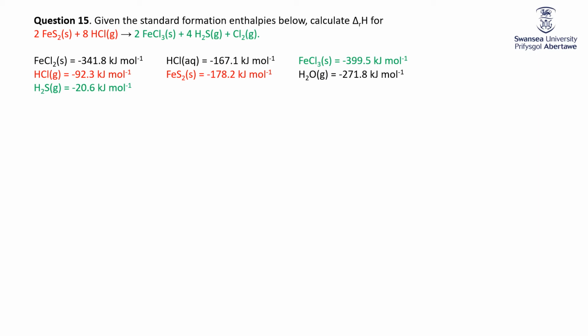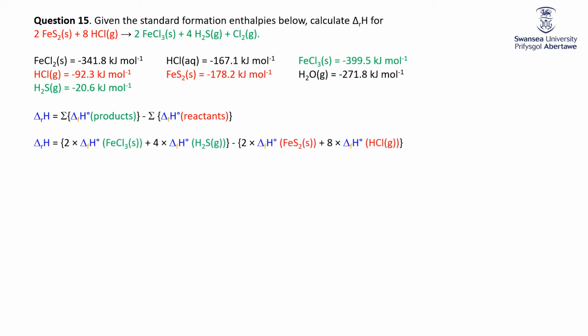Well, anyway, having got over that, the actual question itself is the same old thing. We're using the relationship that the heat of reaction is equal to the sum of the heats of formation of the products minus the sum of the heats of formation of the reactants. Pop in a very long expression the products and the reactants. Let's just double check ourselves, shall we? On our product side, we got 2 FeCl3. We got 4H2S. We have a Cl2, but we don't care in this case because it's an element. Heats of formation of elements are 0.